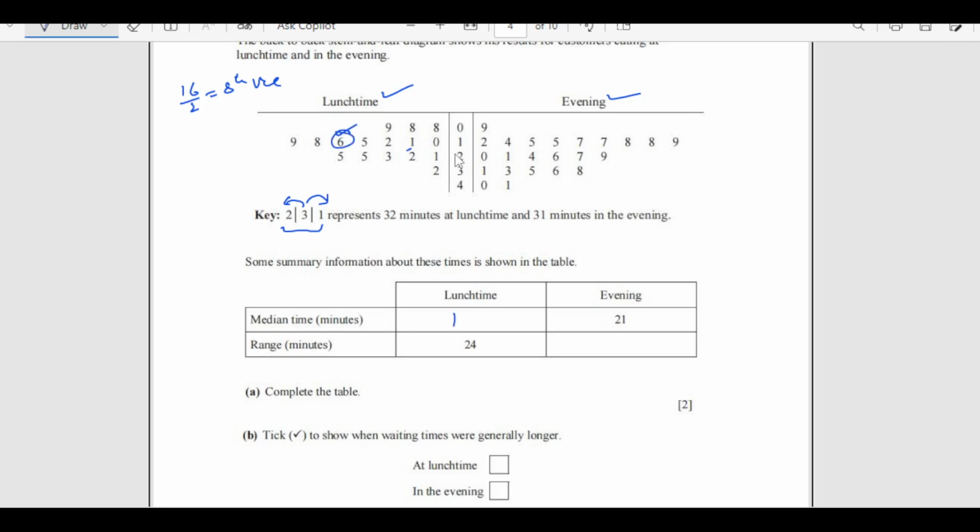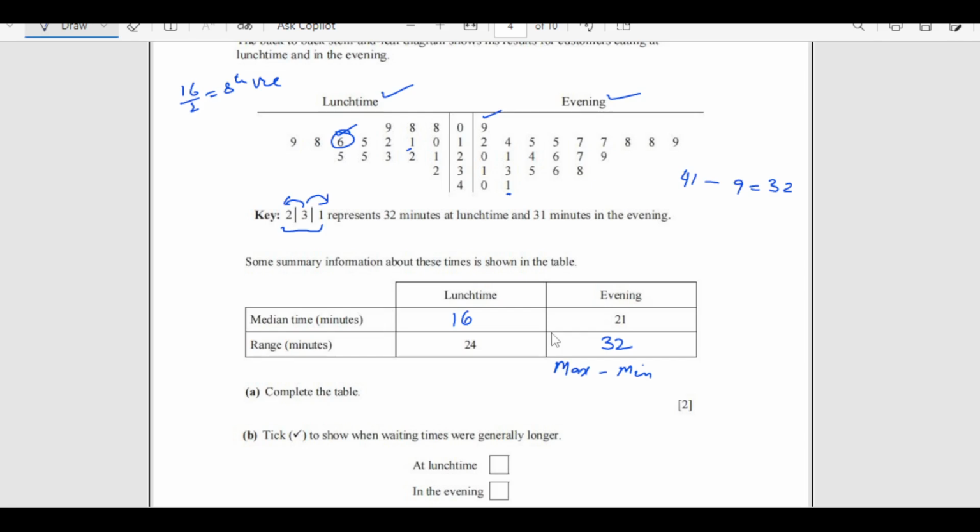So median is going to be 16 here, right? And range, now here evening is there. Range is maximum value minus minimum value. So we are talking about evening, maximum value is 41 and minimum value here is 9. So 41 minus 9 is 32. So this is going to be 32. This is how we are going to complete the table in stem and leaf diagram.